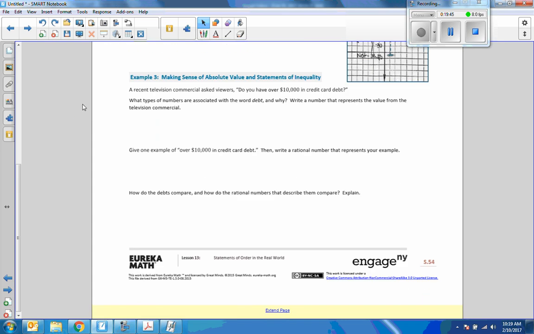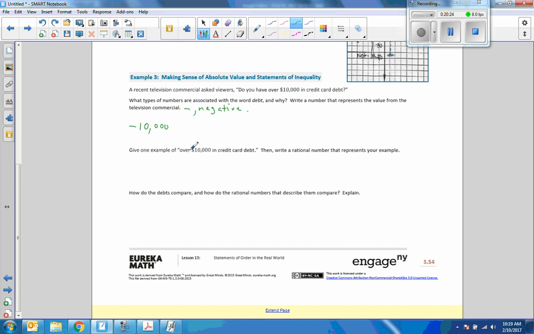A recent television commercial asks viewers, do you have over $10,000 in credit card debt? What type of numbers are associated with the word debt? Why? Okay, so the numbers associated with the word debt are minus or negative. If you owe somebody something, it's not a good thing. It's a negative thing. It's not positive. So we use the minus. So our value, our money, is negative 10,000. Okay. Write a number that represents value from the television commercial, and there it is, negative 10,000.